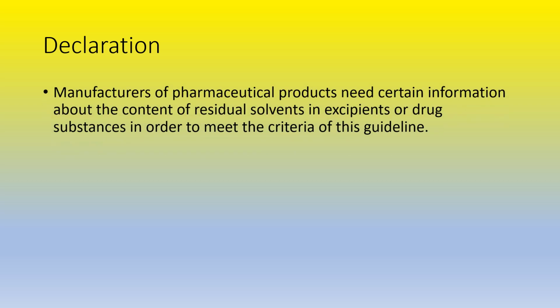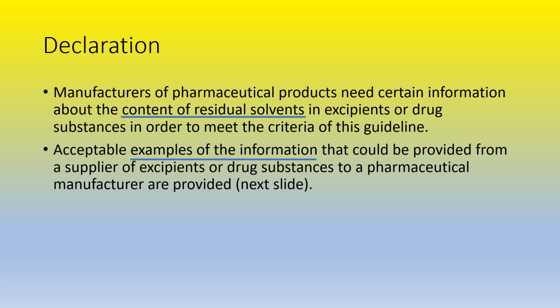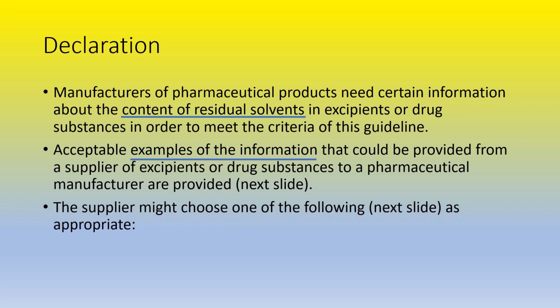Manufacturers of pharmaceutical products need certain information about the content of residual solvents in excipients or drug substances in order to meet the criteria of this guideline. It is not necessary to screen the final product for all solvents listed. The manufacturer should provide the list of solvents used in the process steps in all stages, their classification, and their presence in the final product. Acceptable examples of the information that could be provided from a supplier of excipients or drug substances to a pharmaceutical manufacturer are provided in the next slide. Some example statements are provided on the declaration of residual solvents. The supplier might choose one of the following, as appropriate.